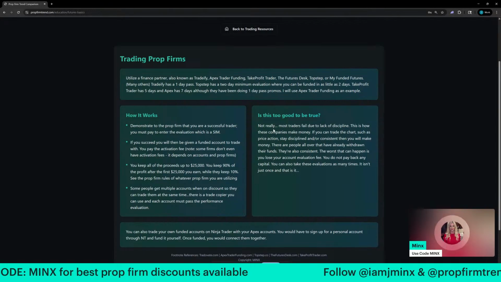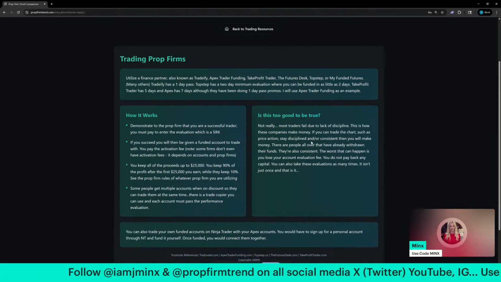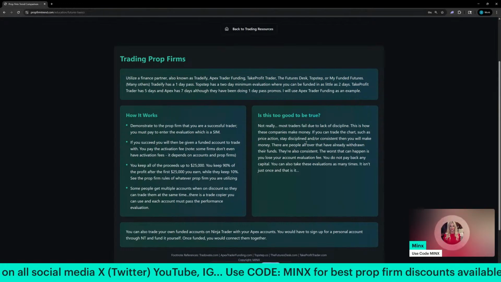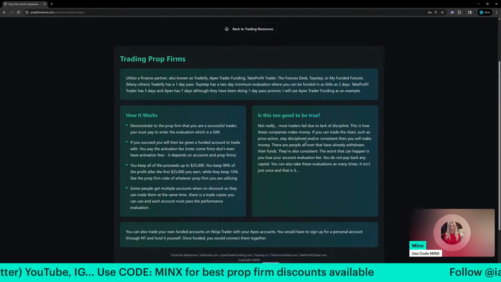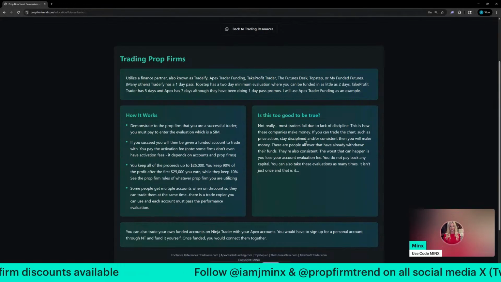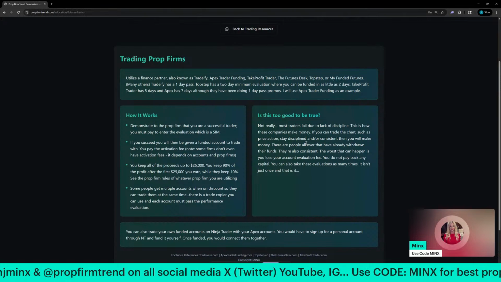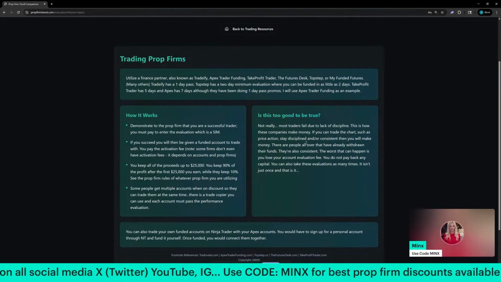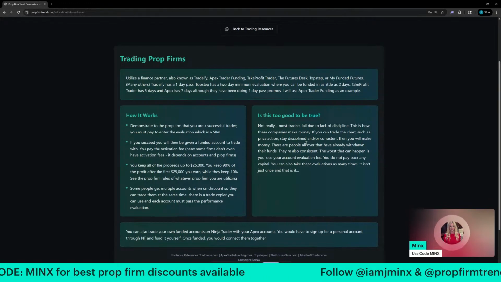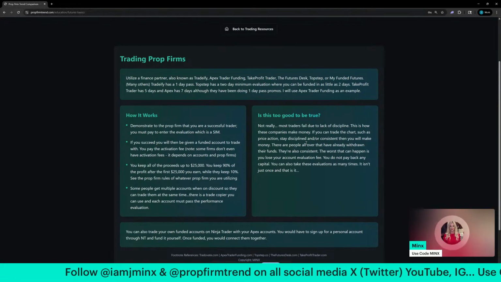Not really. Most traders fail due to lack of discipline. And this is how these companies make money. So I don't care if you're trading options, crypto, futures, with your money, with your grandma's money, with prop firm's money. If you are not disciplined and you don't manage your risk, you're not going to make it. 95% of traders don't make it. And it doesn't matter if it's a prop firm or not. That's just unfortunate that those are our statistics.